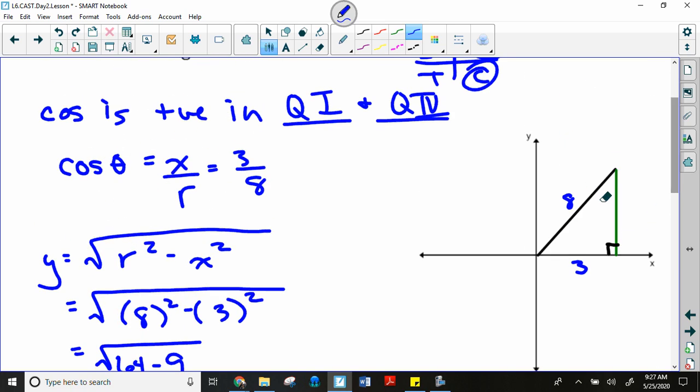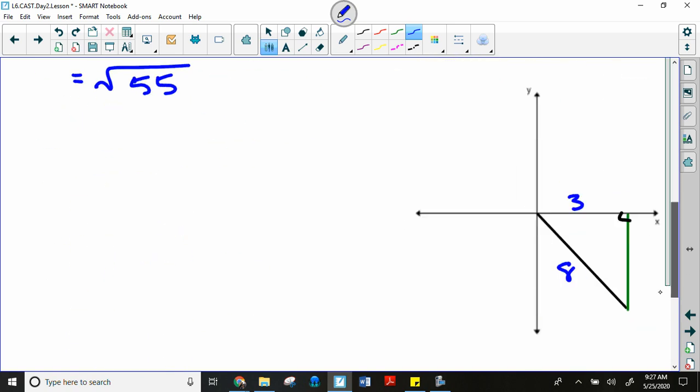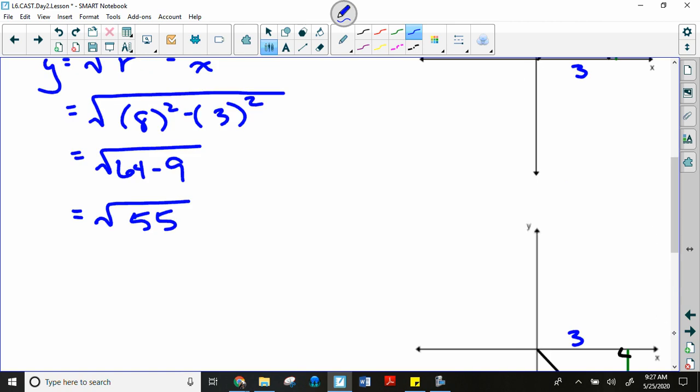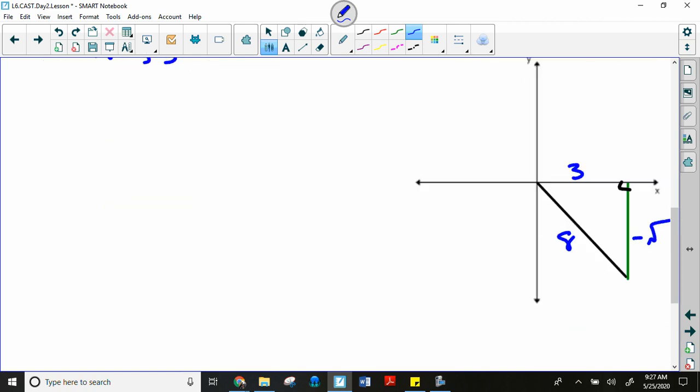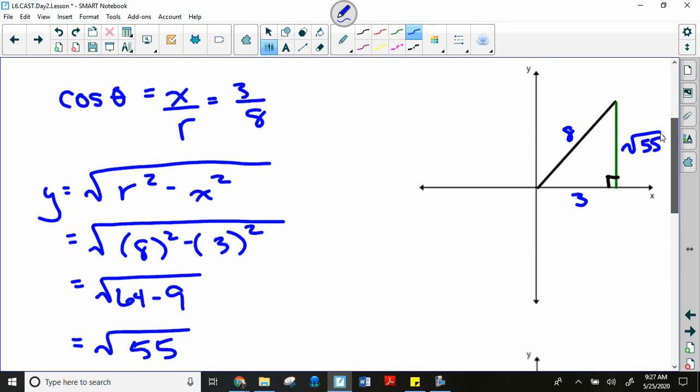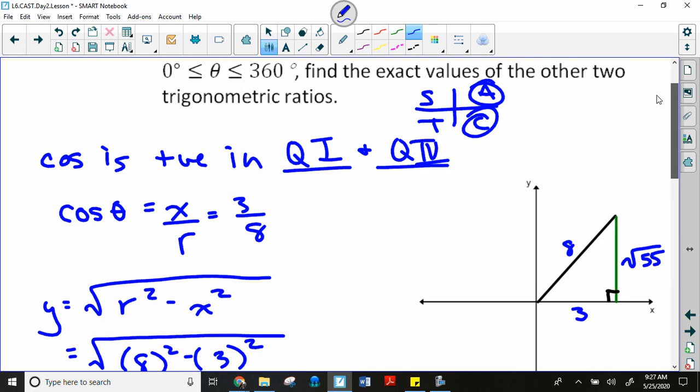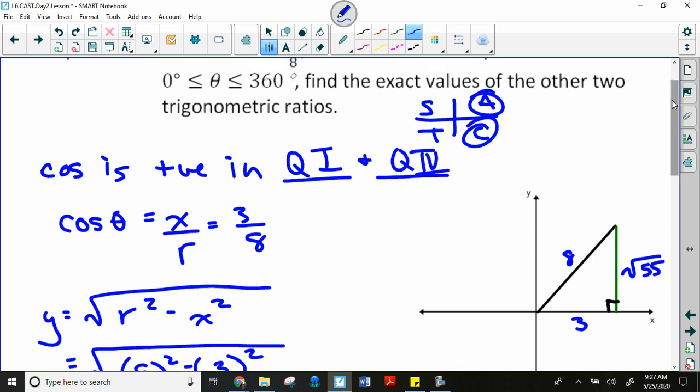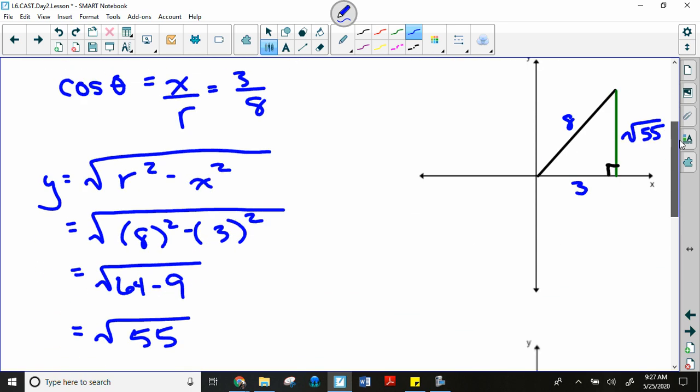So our y value here is the positive root of 55. And our y value here is the negative root of 55. Why is it negative? Because y is going down. The other one, y was going up. Y is positive here. Y is negative down here. So that's cool. What am I supposed to be doing? Find the exact values of the other two trig ratios.